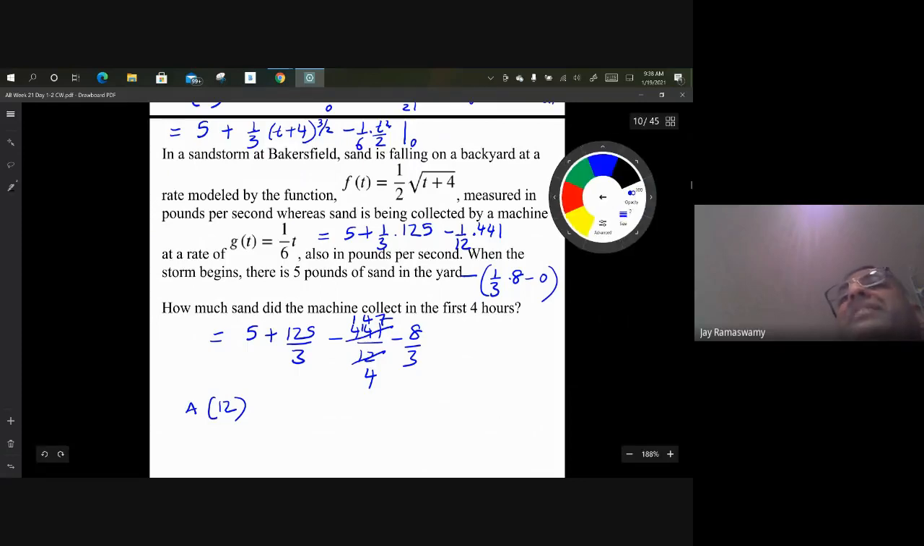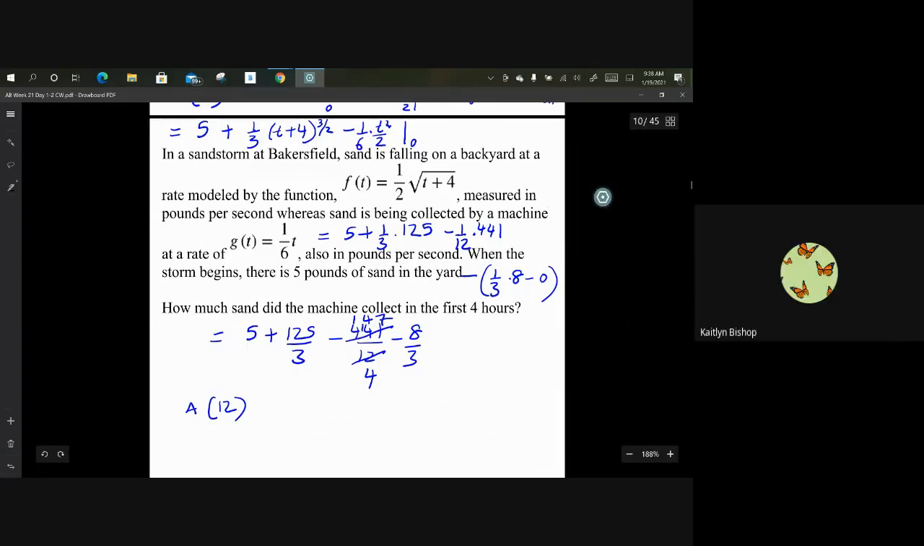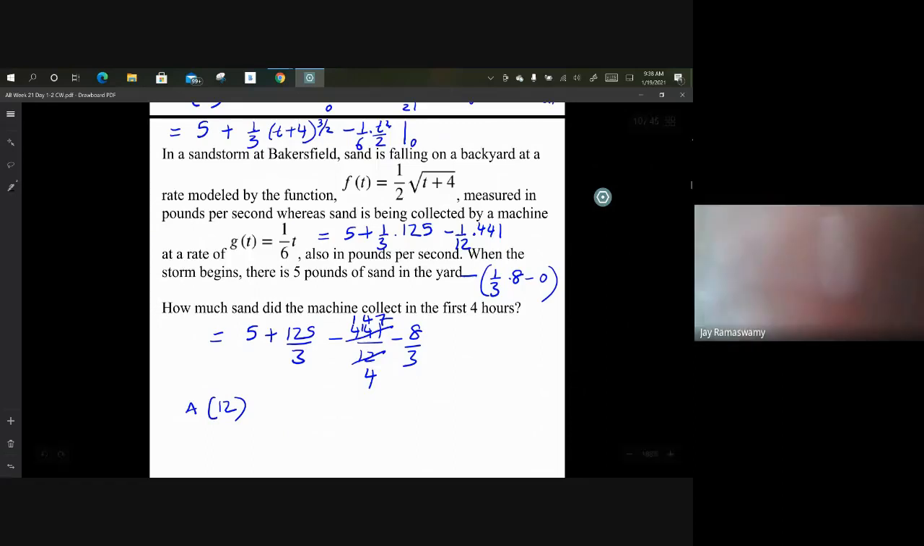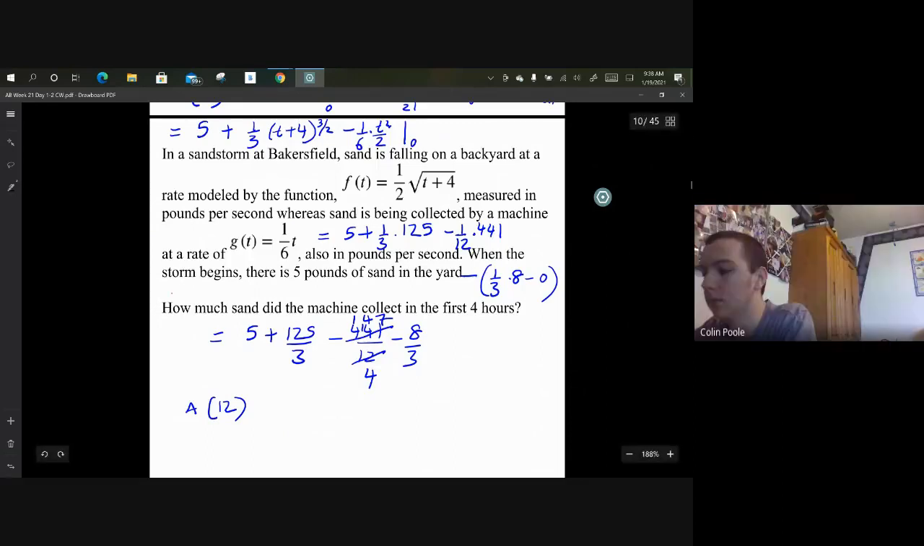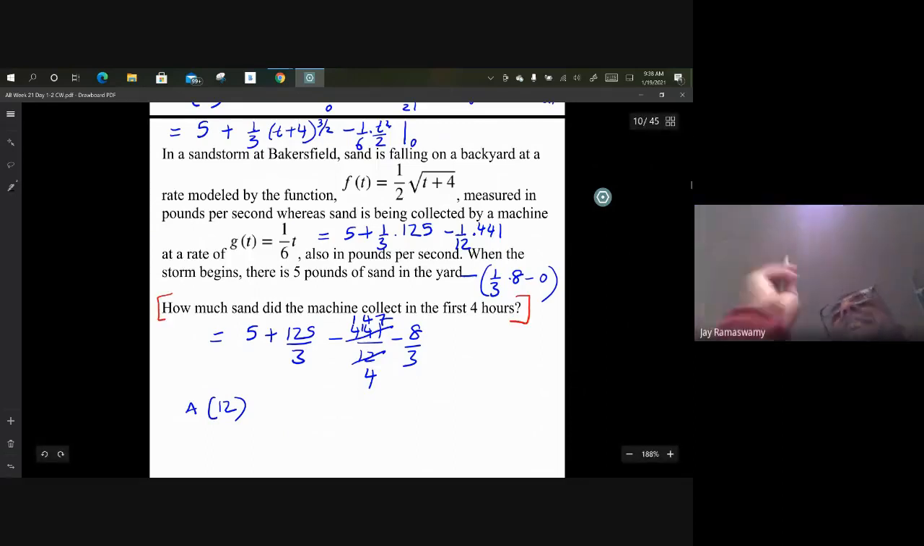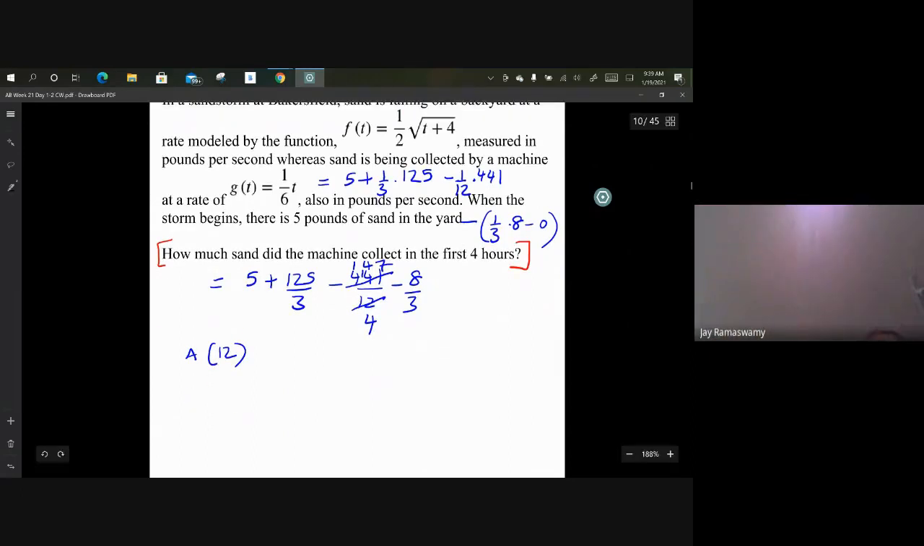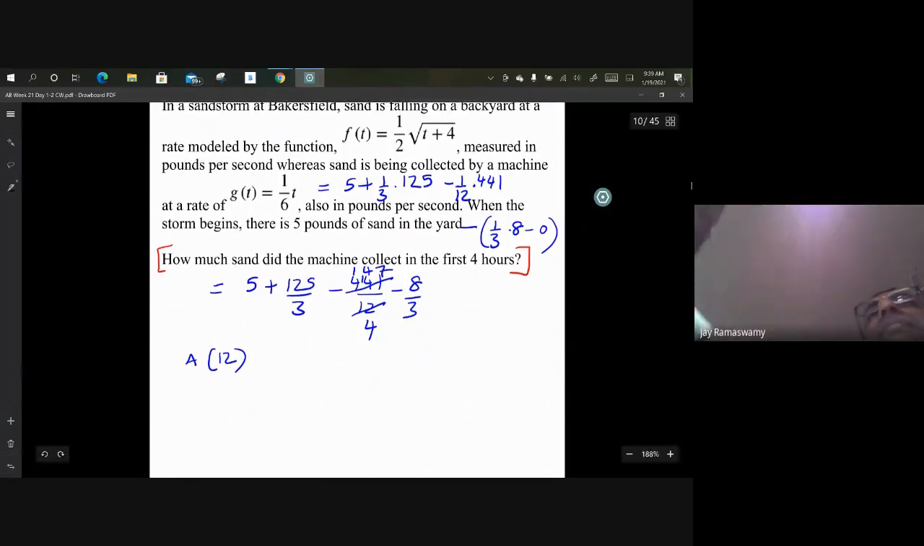Write on page 10, please. Everybody write on page 10. I'll switch to red so you can tell them. Write on page 10, I meant 10. Interpret this exactly the way it's written. Do not speak. Use the notation I just taught you. It says, how much sand did the machine collect in the first 4 hours? Feel free to scan the problem again to see what they're talking about.